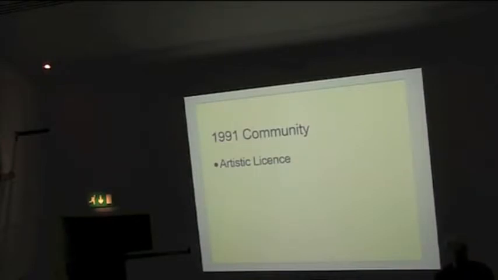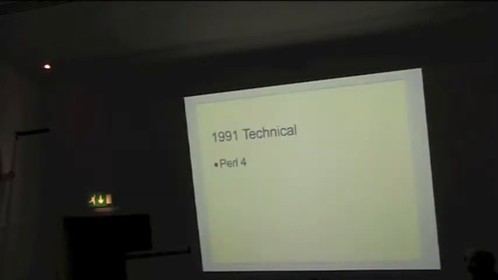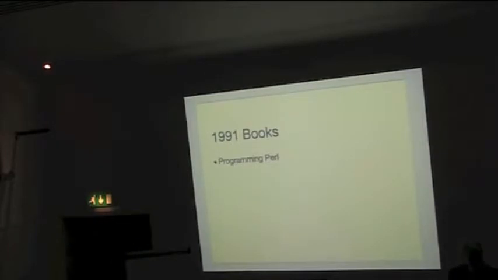But one thing that did come out with Perl 3 was the Artistic License. And as I say, technically Perl 4 wasn't really a great step forward. It was pretty much the same as Perl 3. And books: we have a book on our books list. Hurrah!